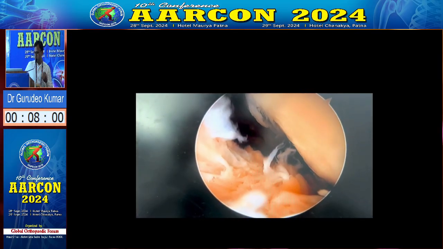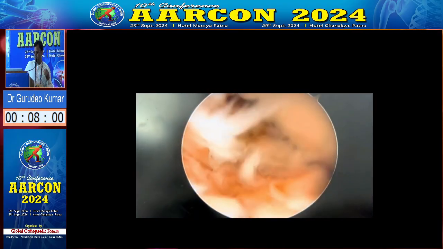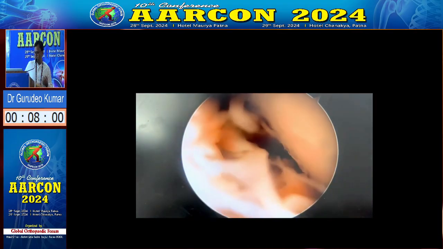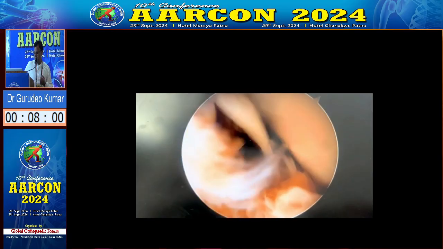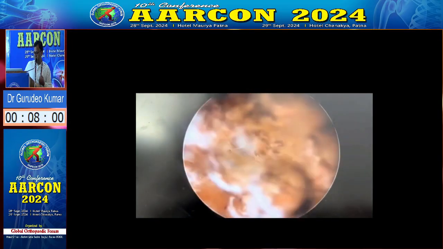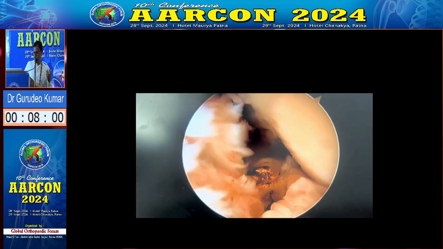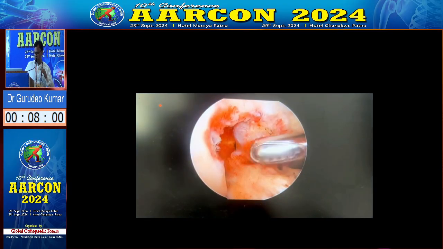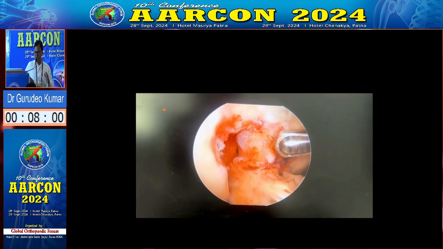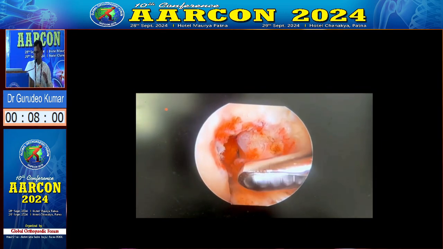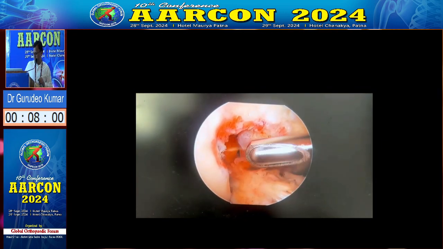And this is the posteromedial compartment at the final stage of the synovectomy, removing the intermuscular septum and doing both medial and lateral. And this is the final picture after doing the total synovectomy of the knee joint.